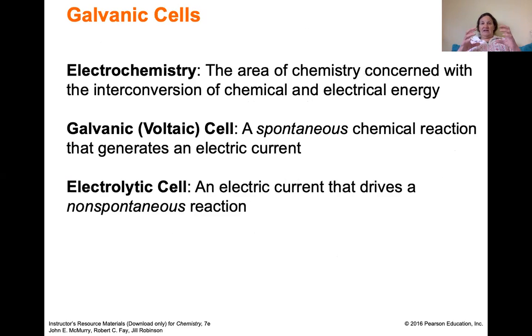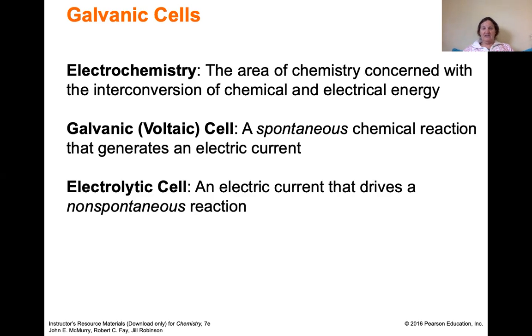So if a reaction wants to go to equilibrium and it's spontaneous, which we discussed in the last chapter, then you can take that desire for the chemistry to change and make it into electrical energy if you set it up right. So essentially we have to build a machine. A galvanic or voltaic cell is a spontaneous chemical reaction that generates an electric current. We're going to go through this in great detail.